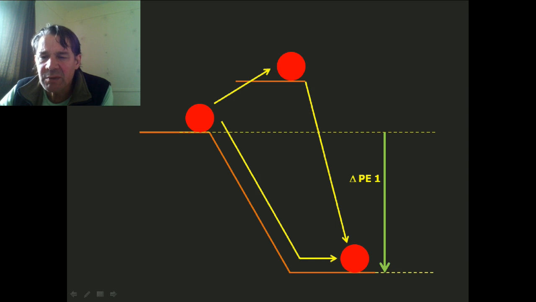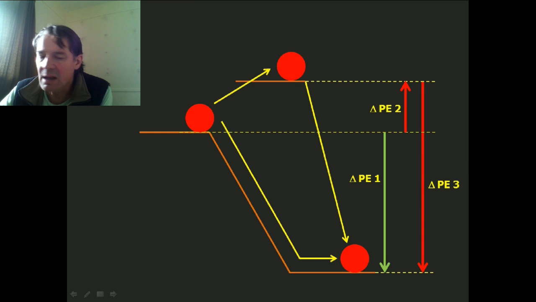If I move the ball up a bit before I let it down, I'm moving it to a new gravitational potential energy level, and I'm labeling the three changes in gravitational potential energy delta PE1, delta PE2 and delta PE3. Moving the ball up causes an increase in delta PE.